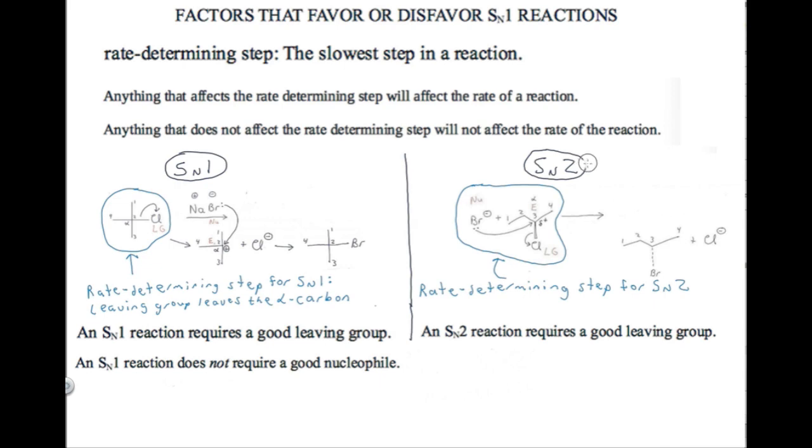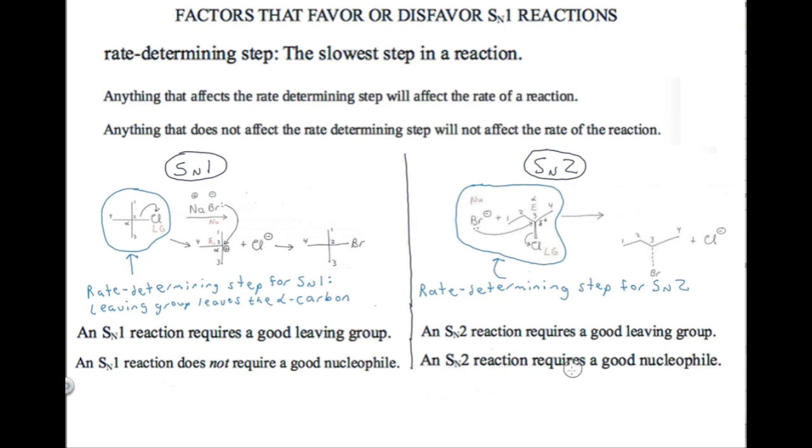Well, let's apply that to SN2. Pause the video and determine whether an SN2 would require a good nucleophile. Well, I hope you used the same logic. Does the nucleophile participate in the rate-determining step for an SN2? Well, absolutely, because there is only one step for an SN2. So you can see here is the nucleophile participating in the rate-determining step for an SN2. The nucleophile does participate in the single rate-determining step for an SN2. Therefore, the nucleophile quality affects the rate of the reaction, and therefore an SN2 reaction requires a good nucleophile.